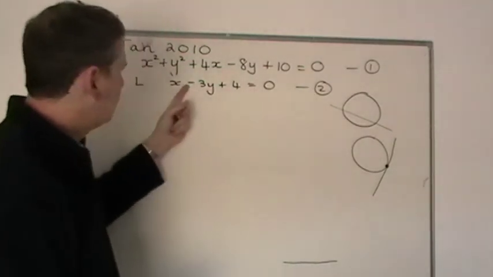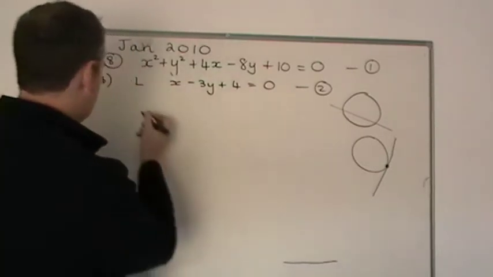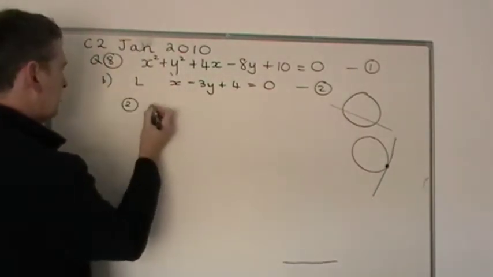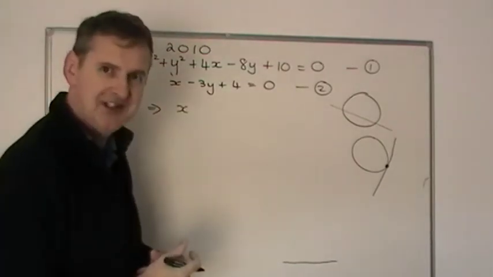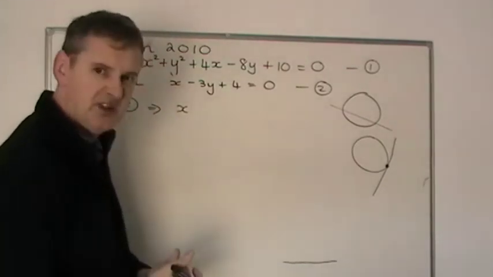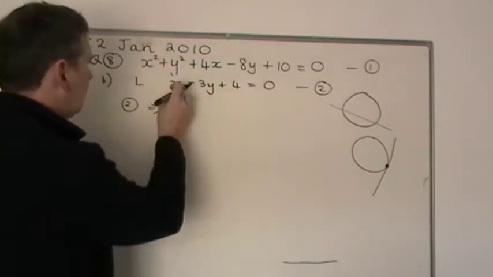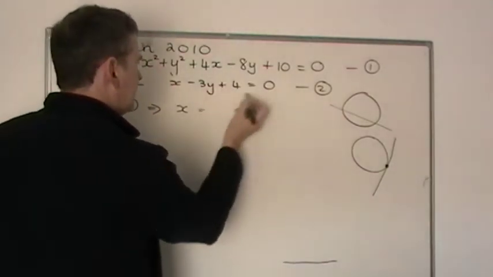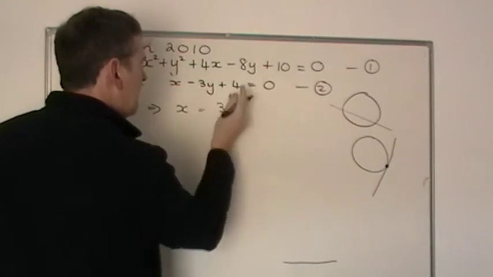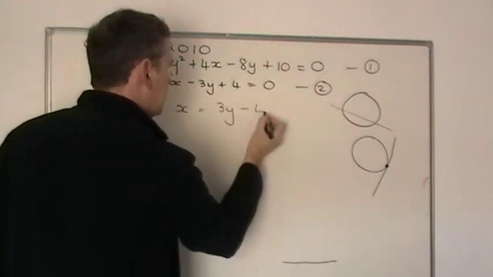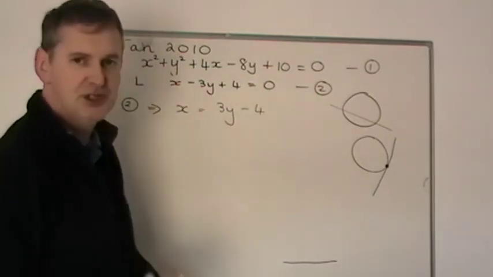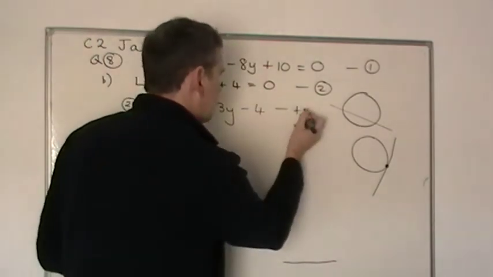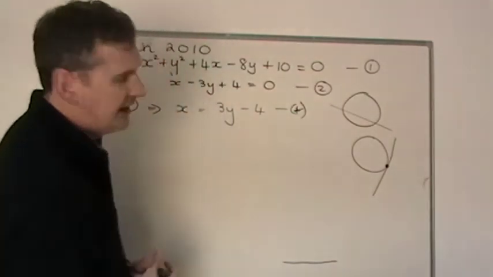Okay, well number 2 is the linear equation. So I'm going to take equation 2 and I'm going to restructure it. I'm going to get x on its own because it's got a nice single x. That would make more sense than getting the y on its own, which is 3y. So I'm going to leave the x on the left. I'm going to take the 3y to the other side to make it plus 3y. I'm going to take the plus 4 to the other side to make it a minus 4. So x equals 3y minus 4 from equation 2. I'm going to call that the asterisk line.